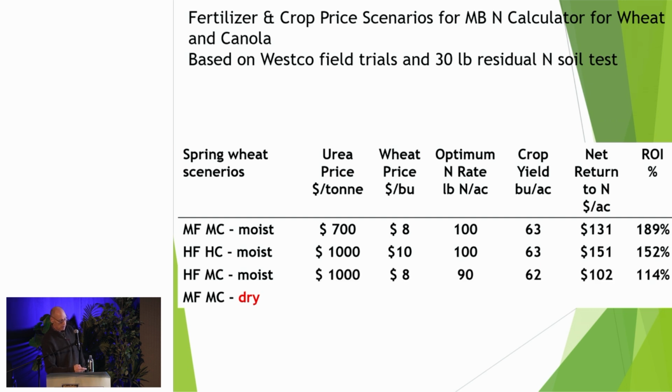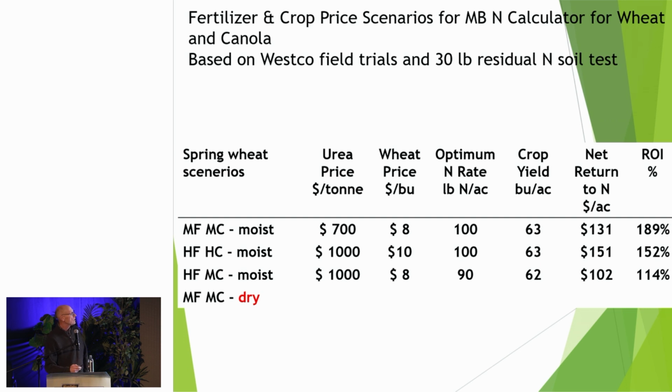If we go to more of the storm, high fertilizer prices and crop prices stay where they are, then it backs off my nitrogen rate a bit. There's some slight yield impact, and largely because of the fertilizer costs being high, our profitability net return is reduced.